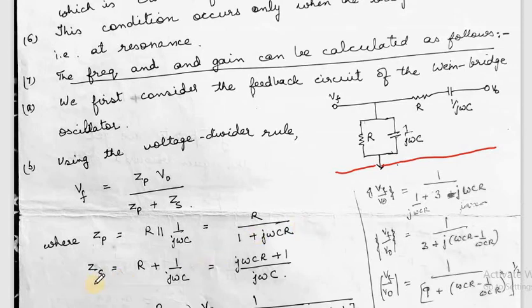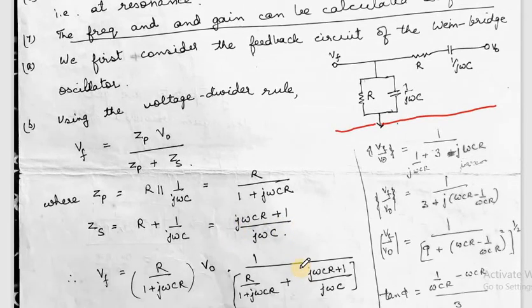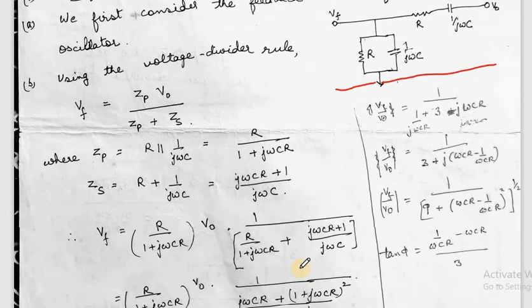Again, Zs is the series combination, so R plus 1 upon j omega c. Again I have taken LCM and I have obtained this value. Now we'll be putting Zp and Zs in the above equation. When we put Zp and Zs in the above equation, we get this very large equation.